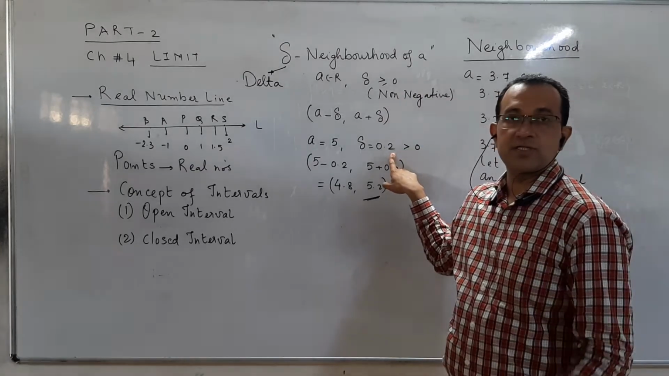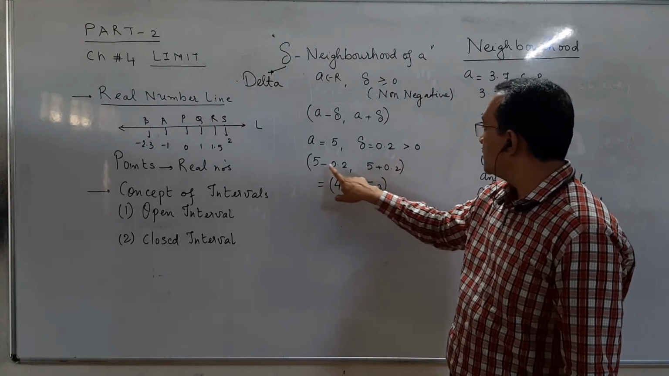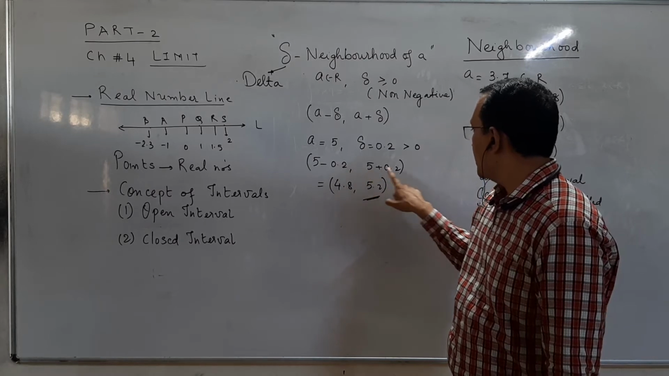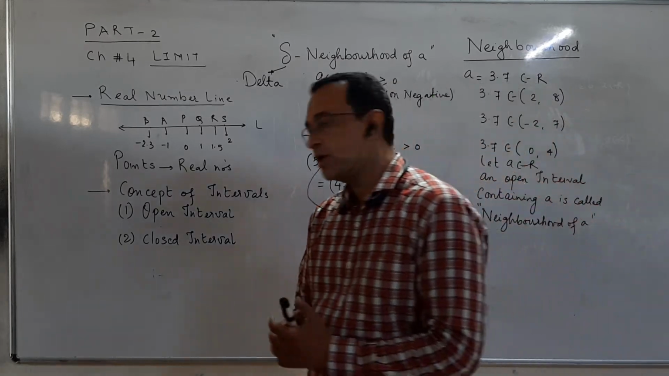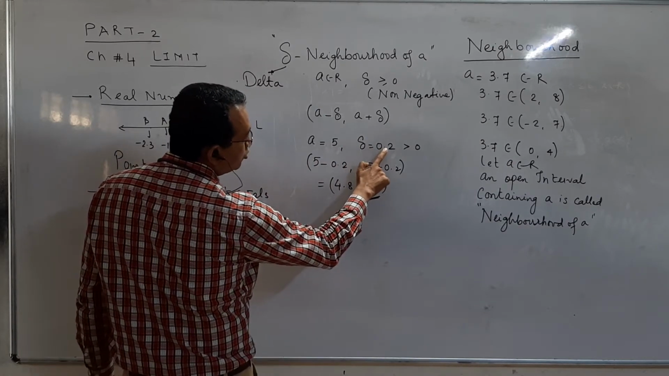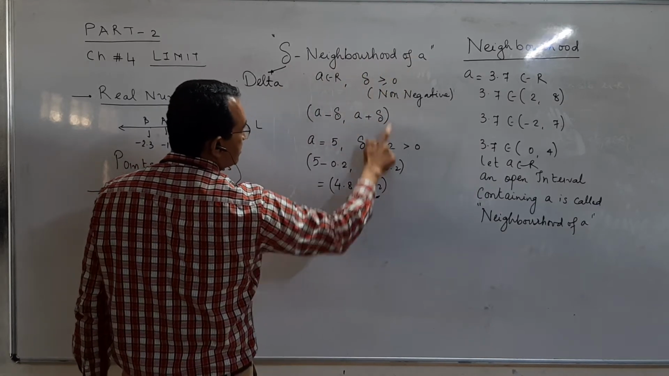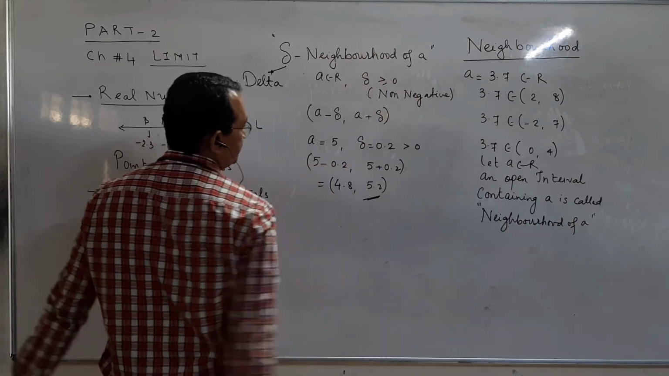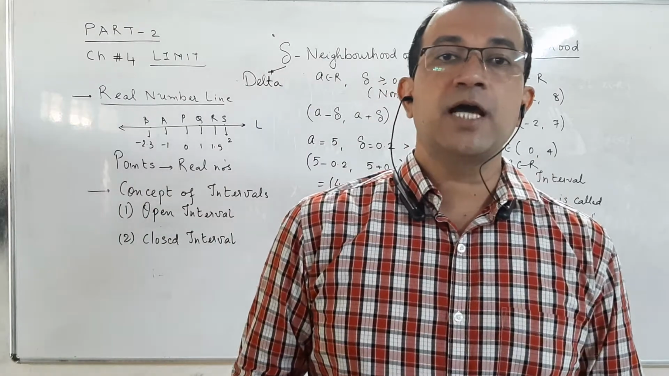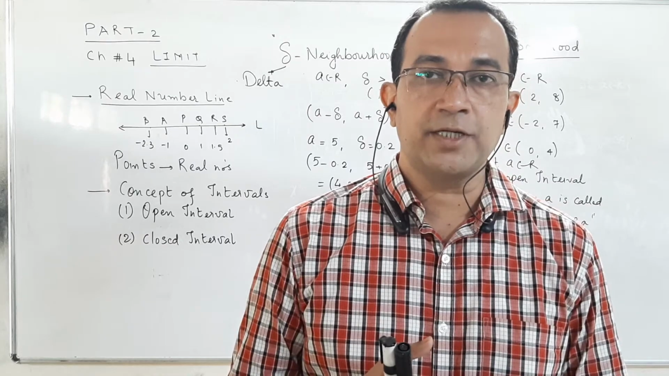Delta is distance, students. Distance can never be negative, and 0.2 is greater than 0. Then the open interval A minus delta means 5 minus 0.2, which is 4.8, and 5 plus 0.2, which is 5.2. This open interval definitely includes 5, and this is called the 0.2 neighborhood of 5. Delta neighborhood of A: delta is spoken first, A comes at the end. So in general, how do we define delta neighborhood of A? All of you pay attention.